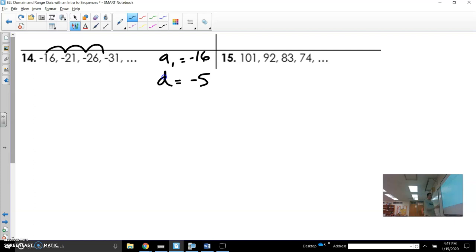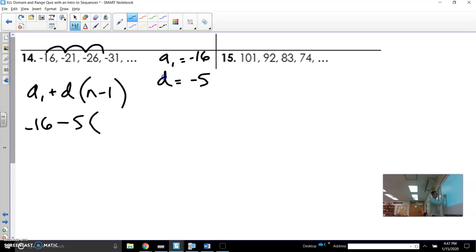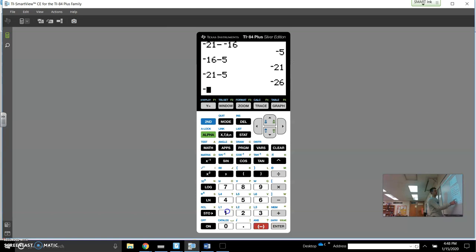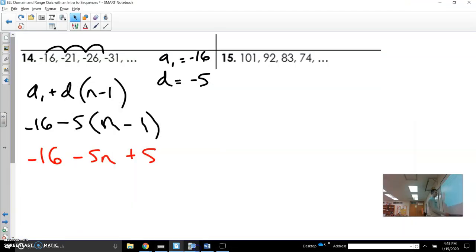So now I want to use that formula: the first number plus the common difference distributed to n minus 1. And so I'm going to say negative 16 minus 5 times n minus 1. I kind of have to take this sign into account here because my common difference is negative, so I don't want to put a plus there. And so now I'm going to distribute. Negative 5 times n is negative 5n, and negative 5 times negative 1 is positive 5. So now all I need to do is combine like terms. Negative 16 plus 5 gives me negative 11. And so my formula for this sequence is negative 5n minus 11.